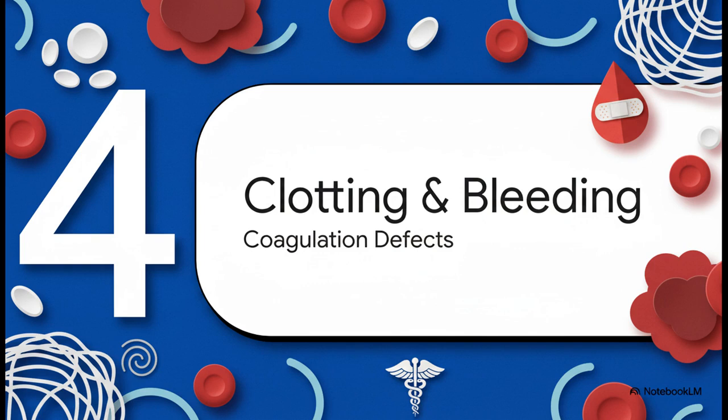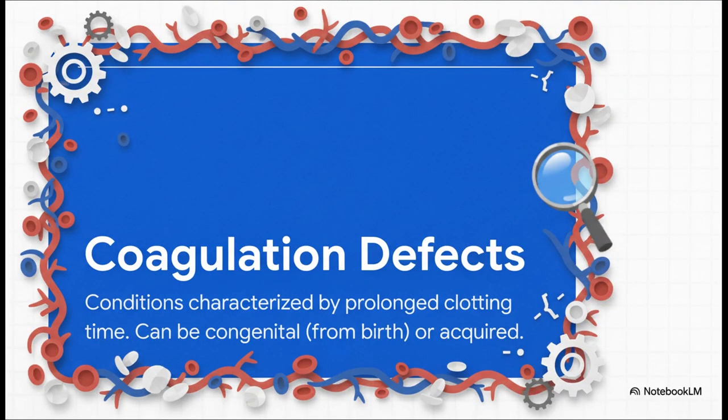Okay, so we've talked about the shape of blood cells. Now let's talk about how they stick together, or don't. This section deals with coagulation defects, which is the whole spectrum of conditions where blood either doesn't clot enough, which leads to bleeding, or it clots way too much, which leads to dangerous blockages. So at its very core, a coagulation defect is all about a prolonged clotting time. And as the source points out, this can be something you're born with, like hemophilia, or it can be something you acquire later on because of medications or other illnesses.